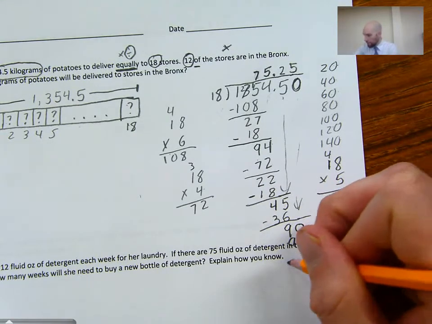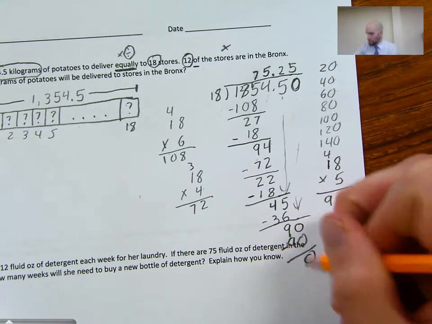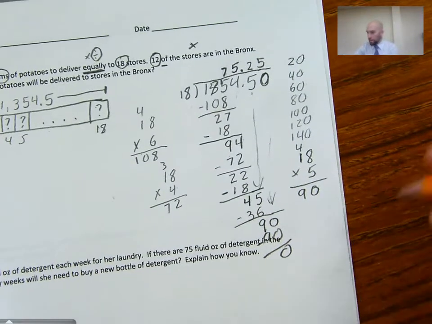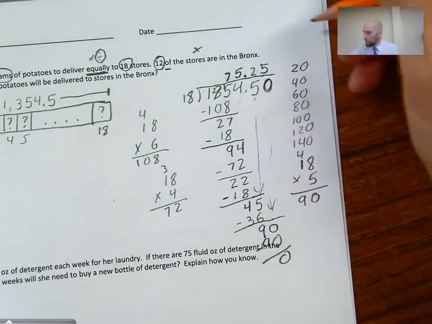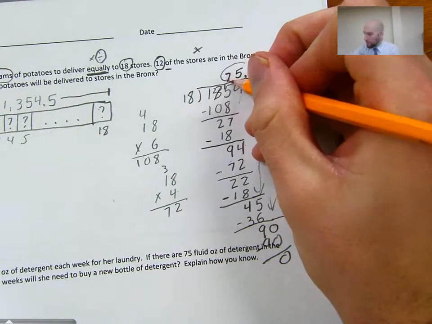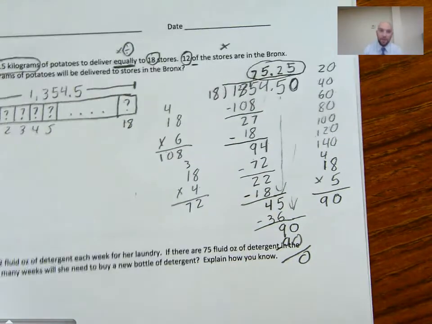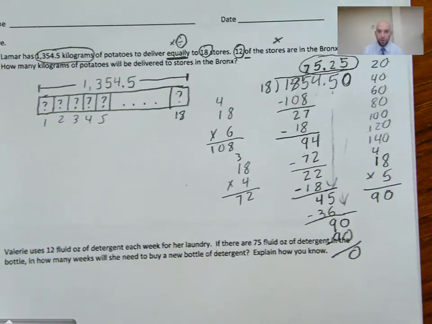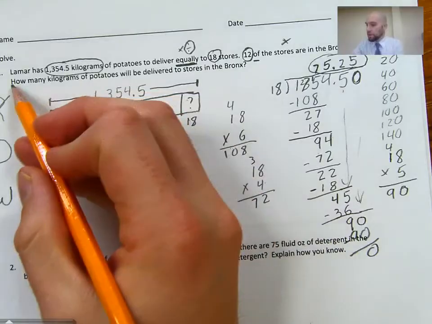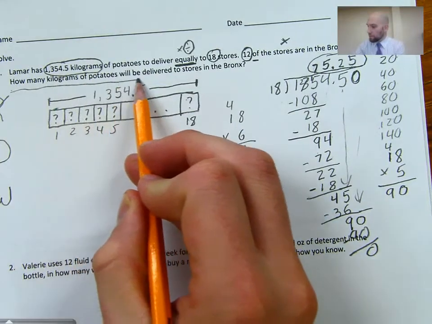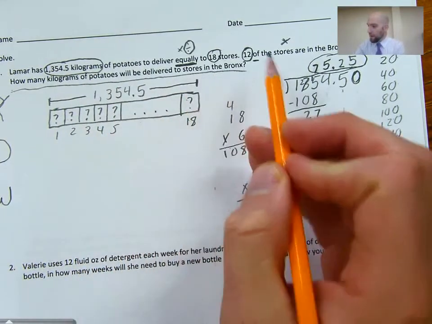I'm running out of room a little bit. That's okay, because we're all done. And then we'll get the answer up here. Our quotient is 75.25, or 75 and 25 hundredths. So that's how many kilograms are going to each store. But our question is, how many kilograms will be delivered in the Bronx?